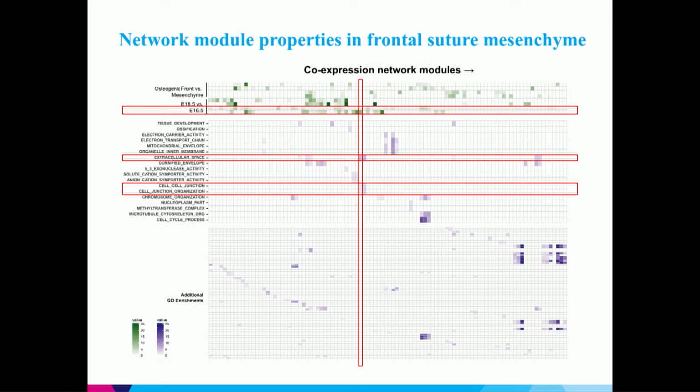And then the one module that I highlighted here in red in the column is a particular module consisting of genes that are more highly expressed at E16.5 in the frontal suture mesenchyme compared to later time points. And these genes encode proteins that are involved in extracellular space or cell-cell junction contacts.